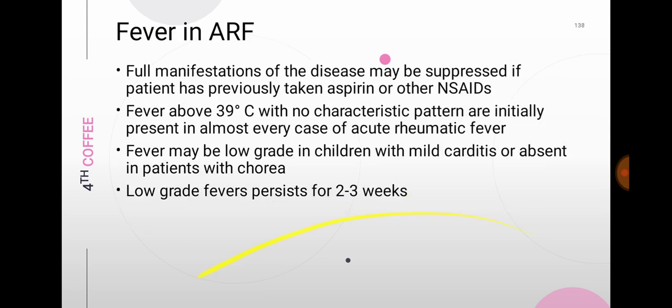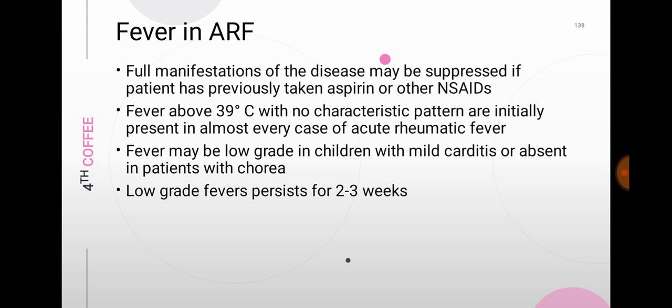Full manifestations can be suppressed by NSAIDs and aspirin. Some patients would complain of fever that's refractory to paracetamol, but when they're given NSAIDs like salicylic acid, aspirin, or ibuprofen, the fever goes away and the pain and discomfort decrease. But it could return again. The fever is very high, around 39 degrees and above, with no characteristic pattern. It can be low grade in mild carditis and can be absent in moderate carditis. Fever can persist up to 2 to 3 weeks without treatment.